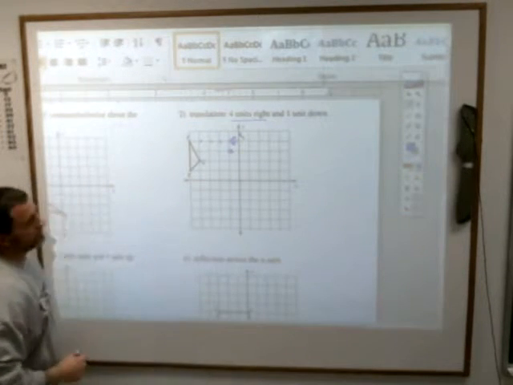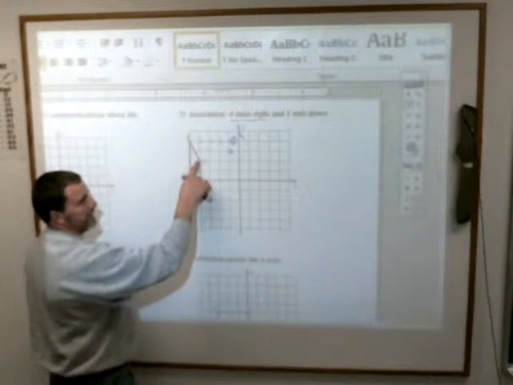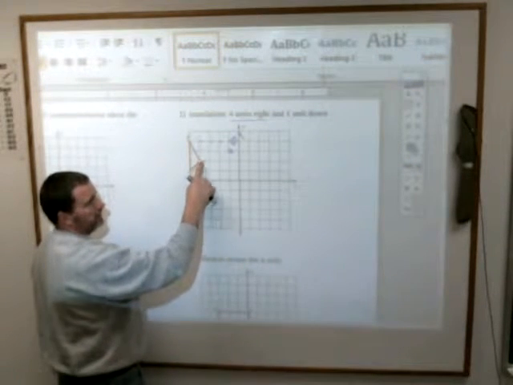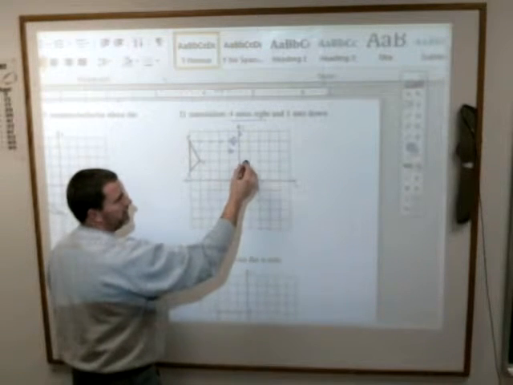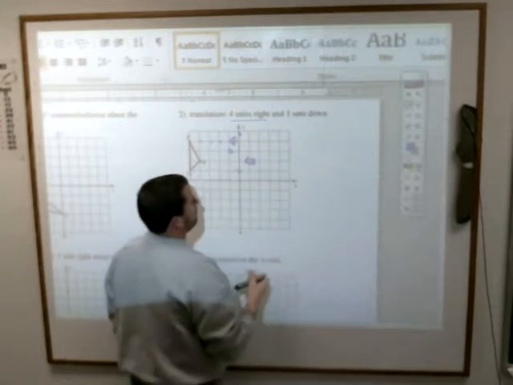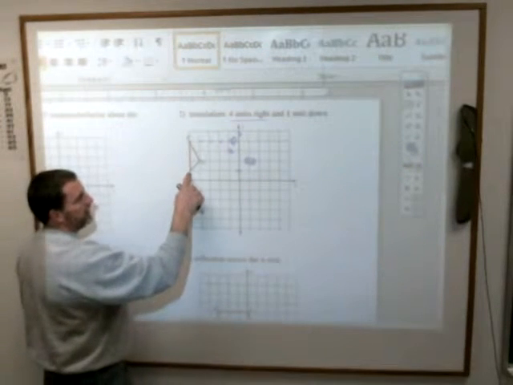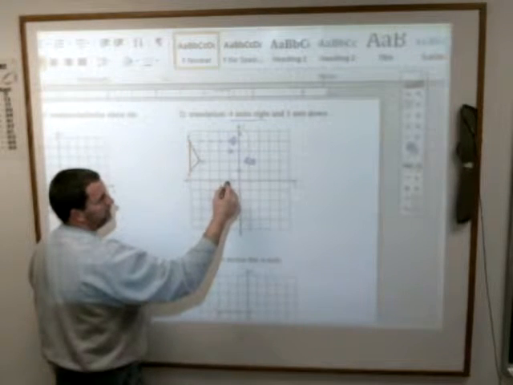Remember I talked about using that little prime because it tells you it's the same point, but it's not really the same point, it just corresponds. Then you would do the same thing with point G. 1, 2, 3, 4 units over, 1 unit down, that's point G. And obviously we're on some sort of a roll here. Point Y, 1, 2, 3, 4, 1 unit down.